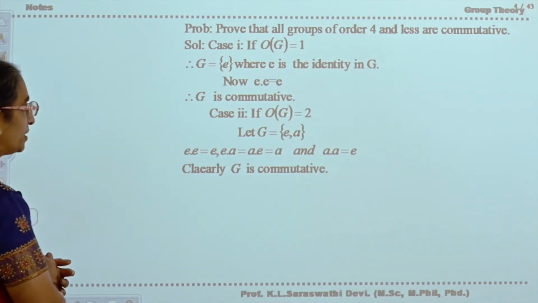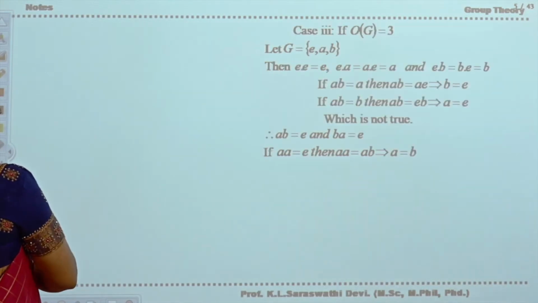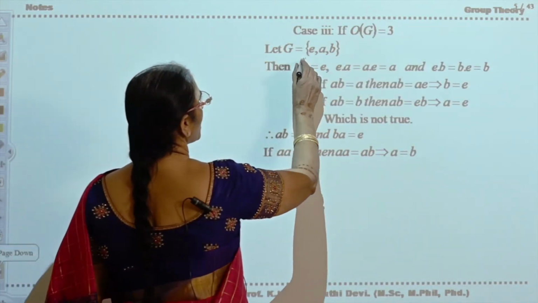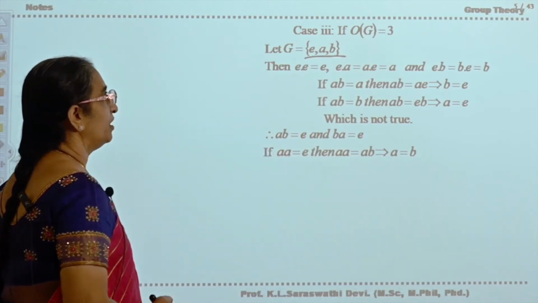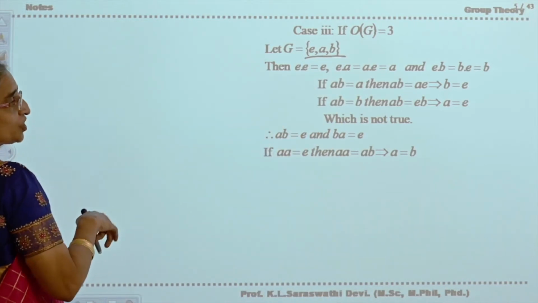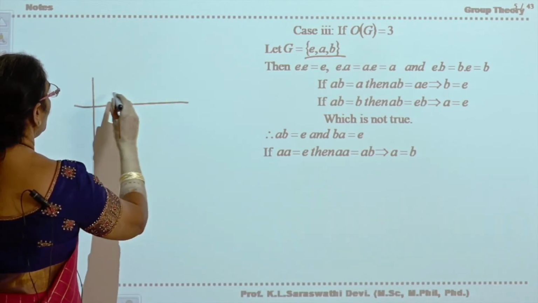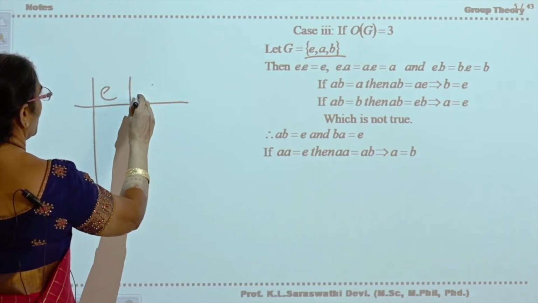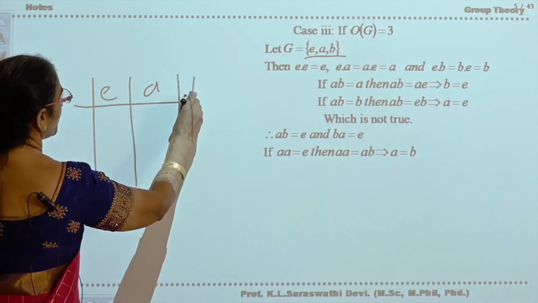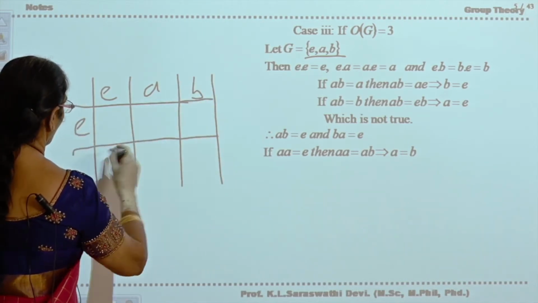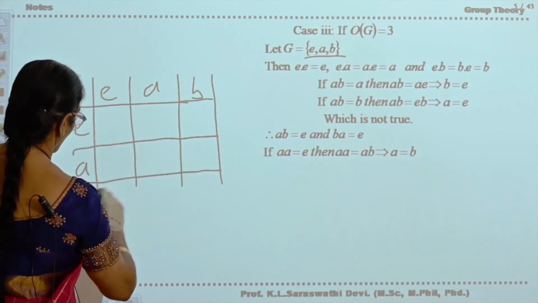Now, next, a group of order 3. If you take order of G is equal to 3, then how many elements does G have? E, A, B. Now with the composition table also, it will be easy. Take E, A and B. Now this is the table, with E, A and B.